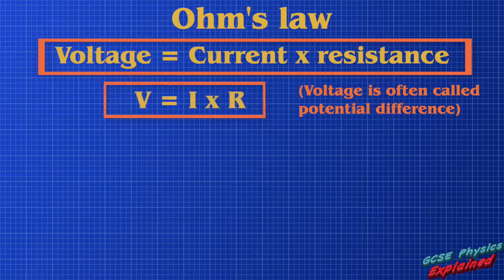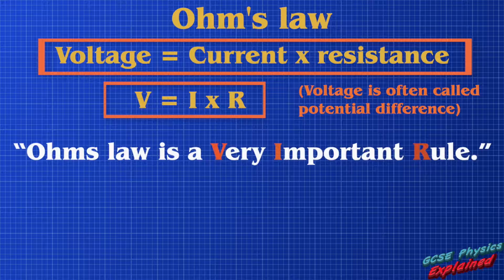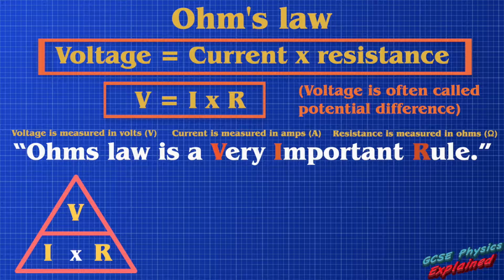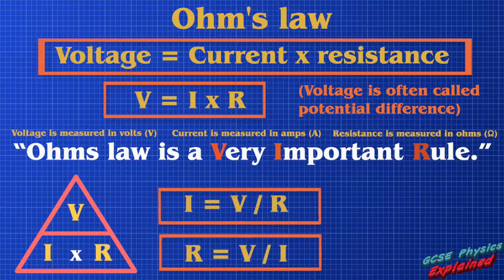V equals IR. To help you memorise this equation, because you won't be given it in the exam, remember this. Ohm's law is a very important rule. V equals IR. Voltage is measured in volts, current is measured in amps, and resistance is measured in ohms. Here's the magic triangle to show you how the equation rearranges so you can work out current and resistance as well.